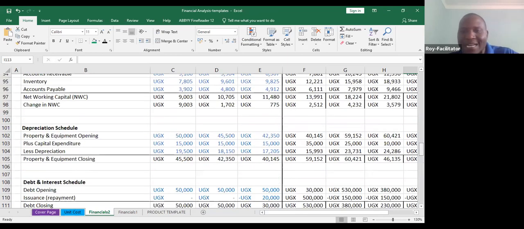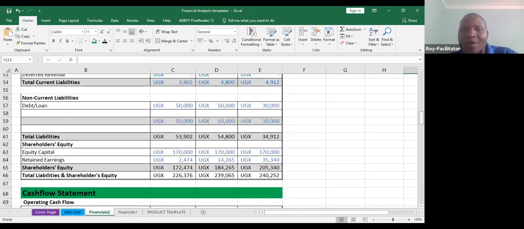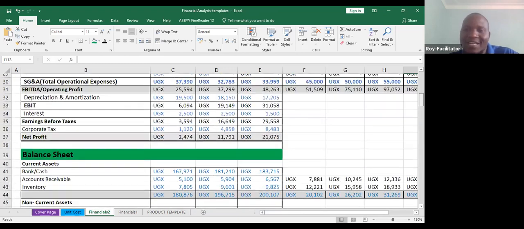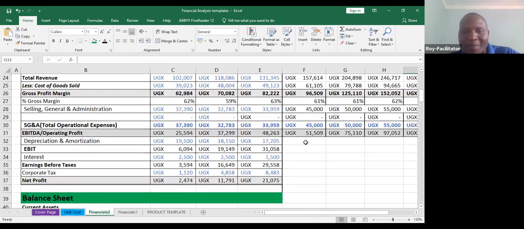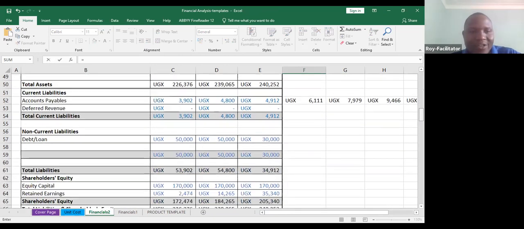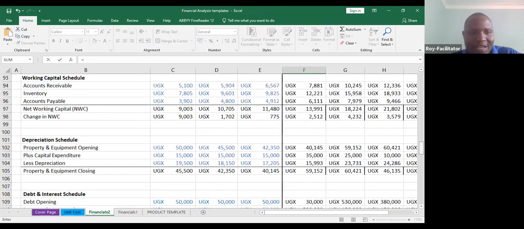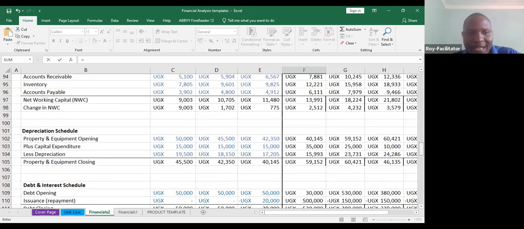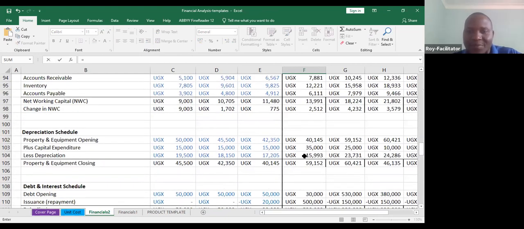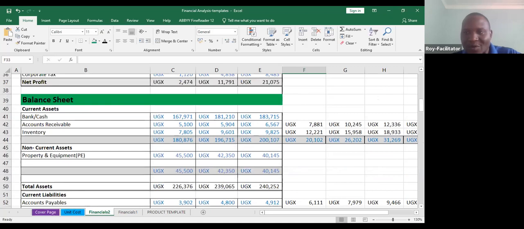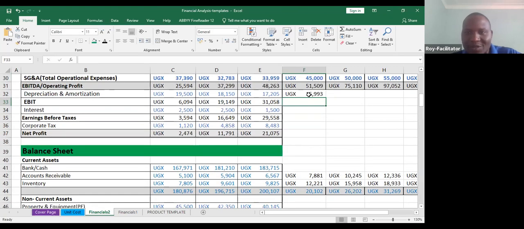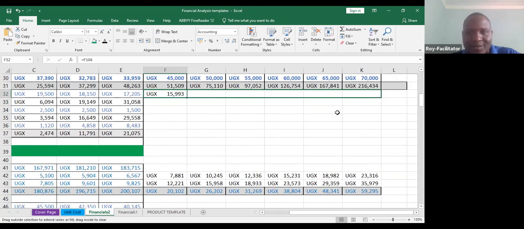Now, once this is done, my colleagues, I can go back and fill everything that was not filled. Remember, we have now computed depreciation. I didn't have depreciation, so I go and say equals, and I go to the depreciation schedule. As you can see, depreciation is here. I just pick it and paste it there, and I will expand that.